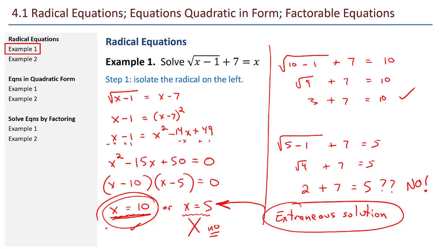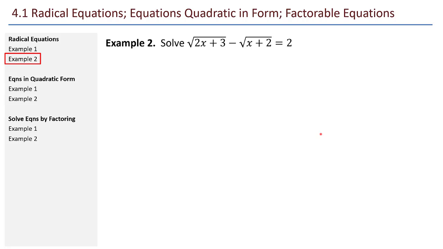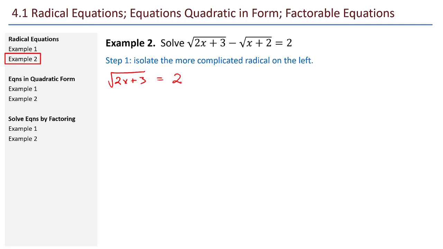All right, let's do another example. In this example, there are two radicals. Well, step one is supposed to be isolate the radical. What will I do here? Well, isolate the more complicated radical, and let's just say that we put it on the left. So we get one of these radicals by itself on one side. So how about the square root of 2x plus 3 equals 2 plus the square root of x plus 2.